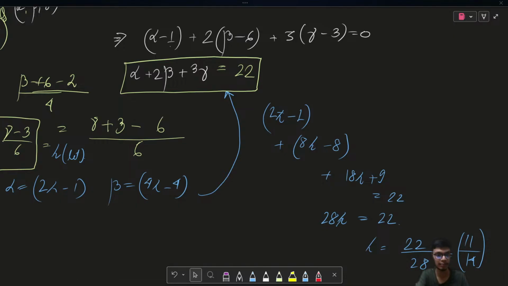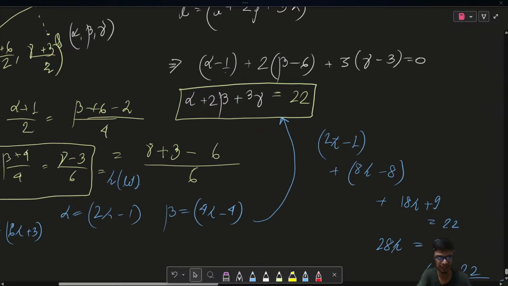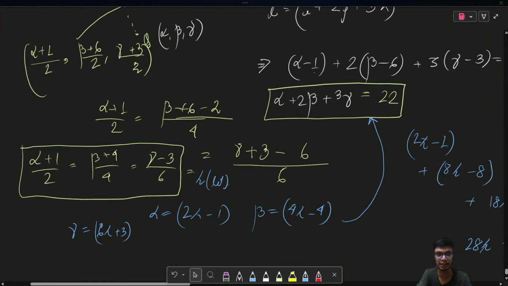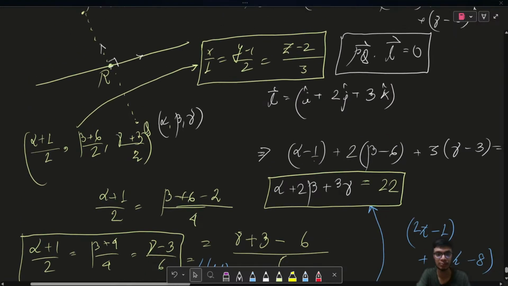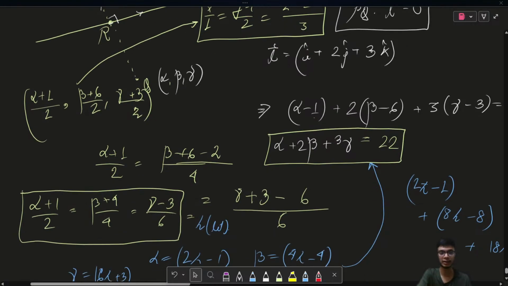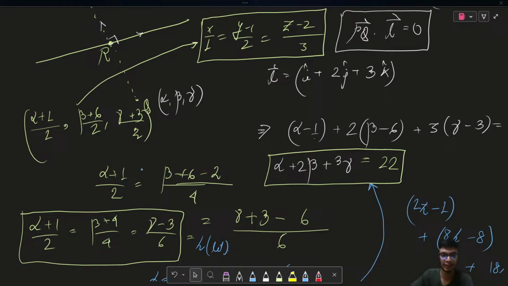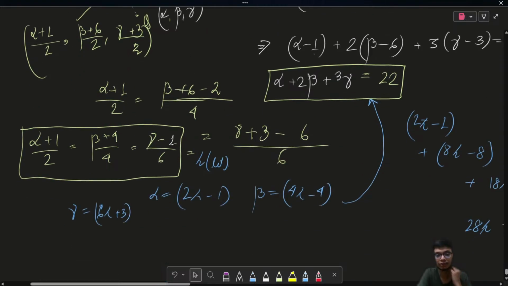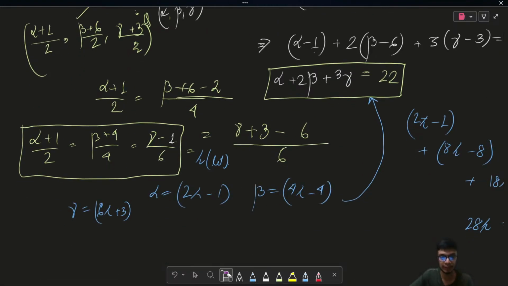So I think maybe there is some calculation error from my side. I have to check it over here. So you can check it. Okay, maybe you can check this part out. So, okay, there is a calculation mistake over here. It should be gamma minus 1, and that is equal to lambda.